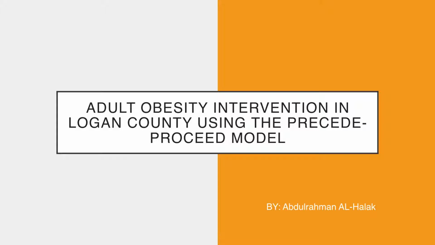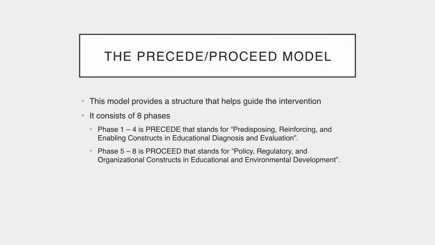I'm going to be talking about adult obesity intervention in Logan County using the PRECEDE-PROCEED model. The PRECEDE-PROCEED model provides a structure that helps guide the intervention. It does so by testing its effectiveness in a real-world environment. It consists of 8 phases. Phase 1 to 4 is PRECEDE, which stands for predisposing, reinforcing, enabling constructs in educational diagnosis and evaluation. Phase 5 to 8 is PROCEED, which stands for policy, regulatory, organizational constructs in educational and environmental development.